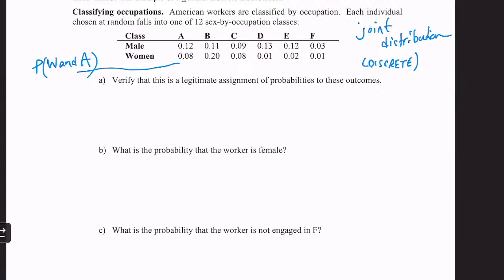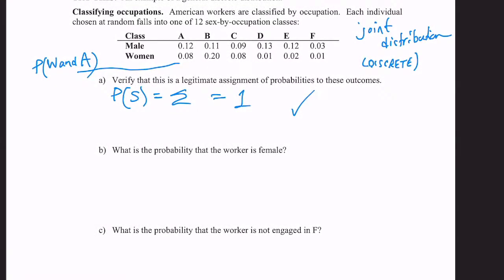So now, verify that this is a legitimate assignment of probability. What I'm actually asking is find the probability of the sample space. So what you have to do is sum all the probabilities and make sure that they're 1. Okay? And it's true that they do sum to 1. Okay, what's the probability that a worker is female? How do I figure that out?